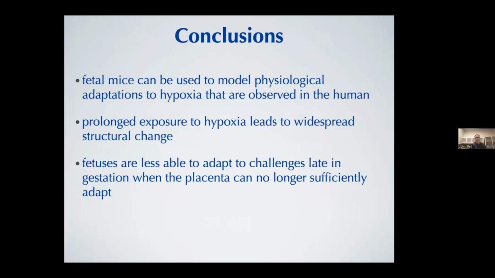So with that, I'll conclude. Hopefully I've been able to persuade you that fetal mice can be used to model lots of interesting physiological adaptations that occur during pregnancy and which have some validity with respect to their human counterparts. As we saw, the prolonged hypoxia exposure produces some widespread changes, but the brain is relatively spared. This is contrasted with this kind of late onset oxygen insufficiency where the brain is not spared.